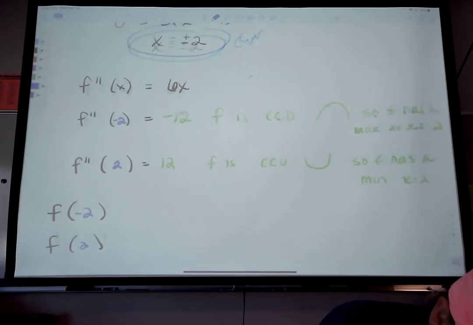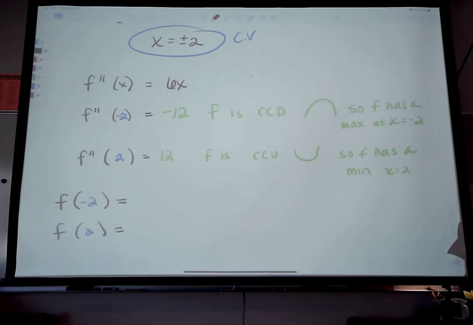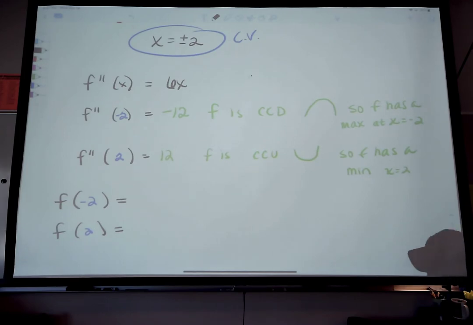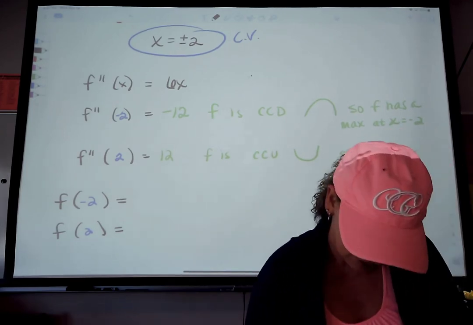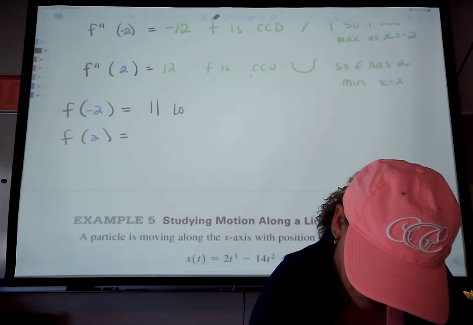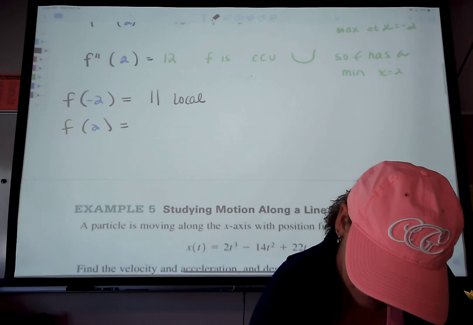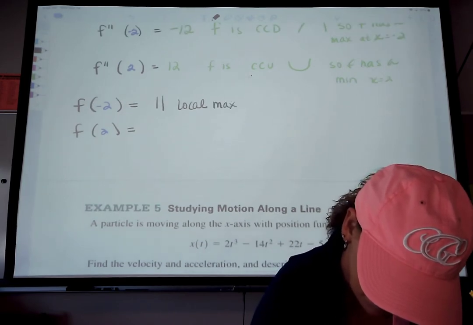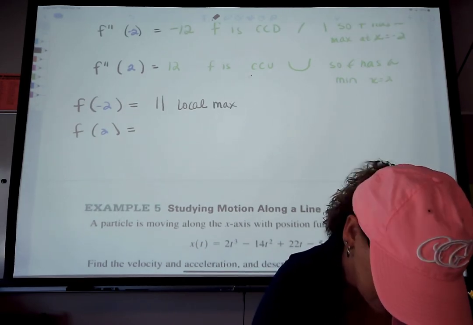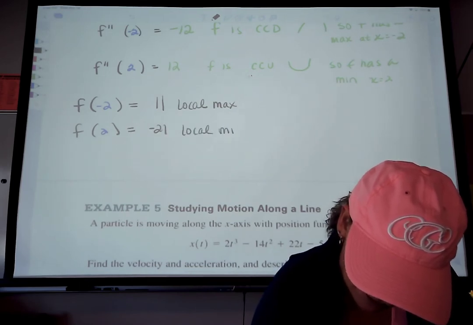And now you're supposed to find out what are they actually? So f of negative 2 turns out to be 11. And we said that's a max. And f of 2 is negative 21, and we said that's a min.